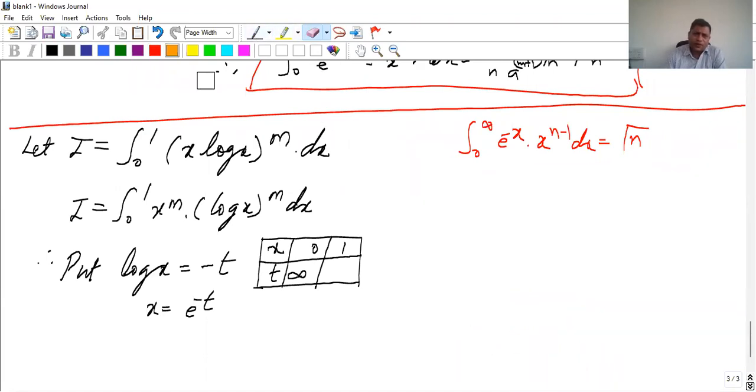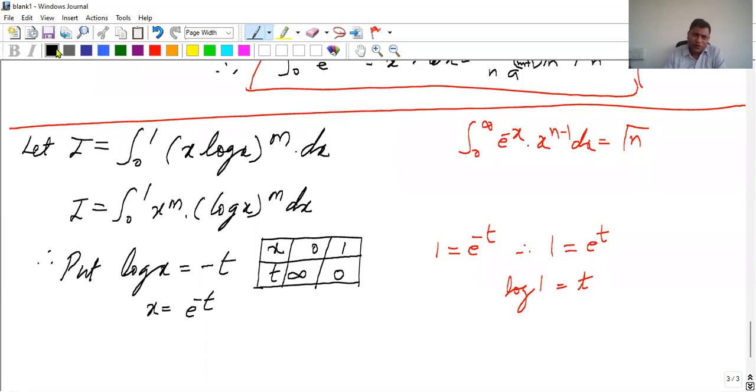So what is the next limit? x is going to be 1. So x is 1 and this is e raised to minus t. So can I write x is equal to e raised to minus t? Yes, sir. Okay, and if I take log on both sides, so is it t is equal to minus log 1? What is the value of log 1? 0. So that means t is going to be 0. Is that okay?